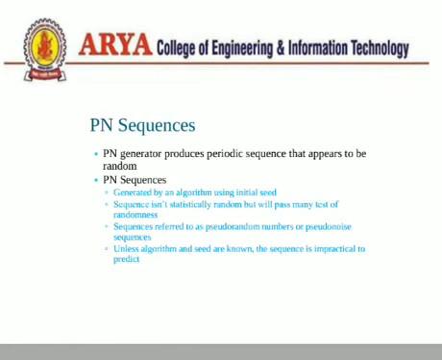PN sequence. What is a PN sequence? A PN generator produces a periodic sequence that appears to be a random sequence of binary ones and zeros. PN sequences are generated by an algorithm using some initial value called the seed. The sequence is typically not truly random but will pass many tests of randomness. The generator is referred to as a PN sequence generator. Unless the algorithm and seed are known, the sequence is impractical to predict.